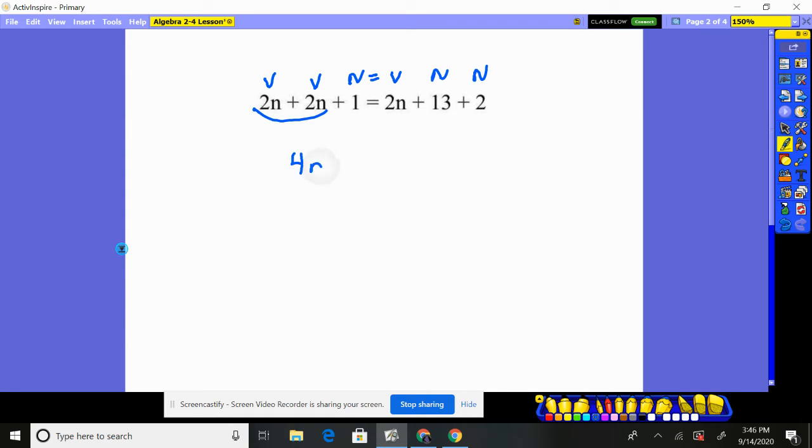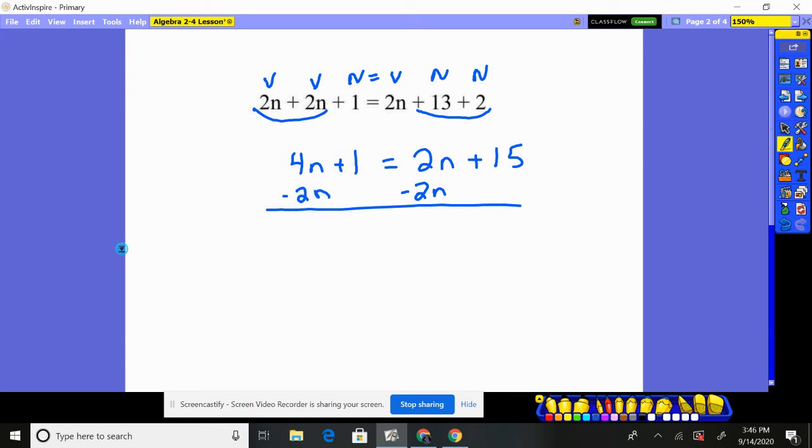That's 4n. I have the number 1, so I can't do anything there. On this side, these numbers can go together. They're like terms. So I have the variable 2n and the number 15. Now it becomes a normal problem. Now I move all variables to one side, all numbers to the other. So I'm going to move the smaller variable in this case, subtract 2n, that goes away. I get 2n plus 1 equals 15.